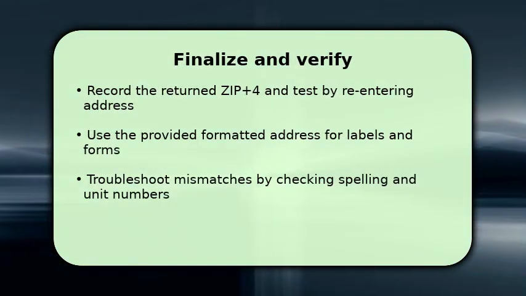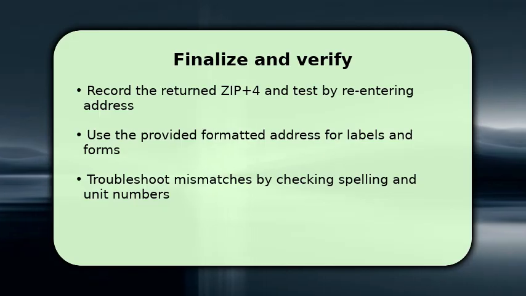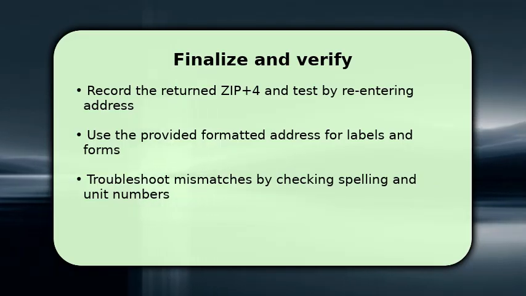You finish by copying the ZIP +4 and the standardized address the lookup gives you, then verify by re-entering the same data to confirm consistency. Once confirmed, use that formatted address on labels, shipping systems, or official forms to prevent delays.